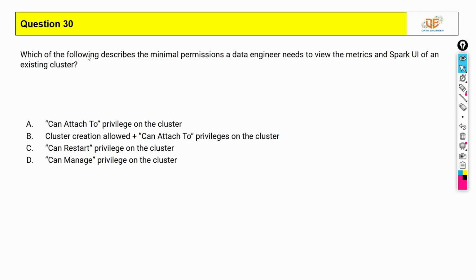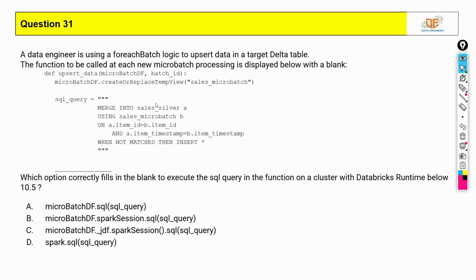Question number 30. Which of the following describes the minimal permission for data engineers to view the metrics? In this scenario, they just want to show the metrics part. The Spark UI metrics can be viewed with Can Attach permission also. They don't need any other permission, like Can Manage or Can Restart. They do not need to restart anything. They just need to see the Spark UI, metrics and Spark. So the answer is going to be A, Can Attach.